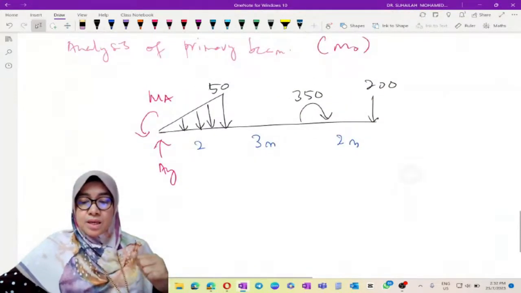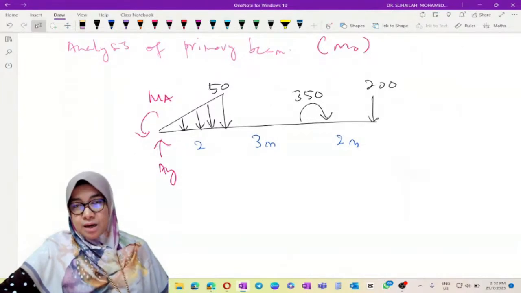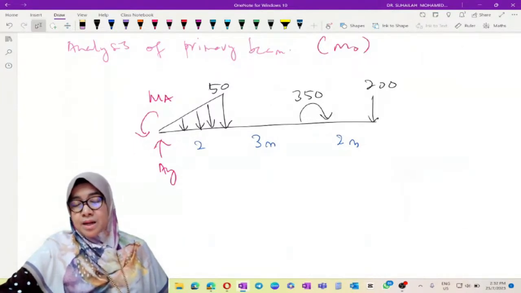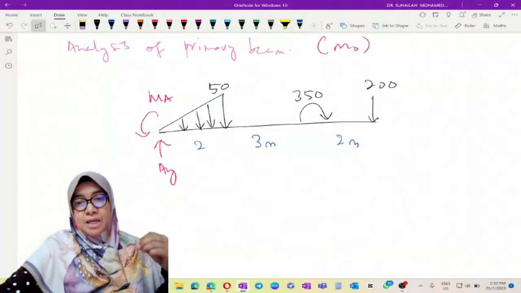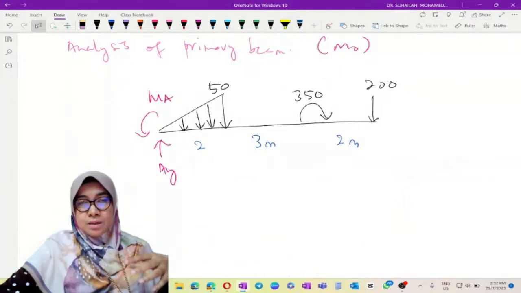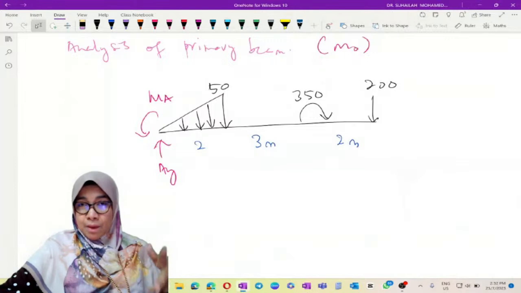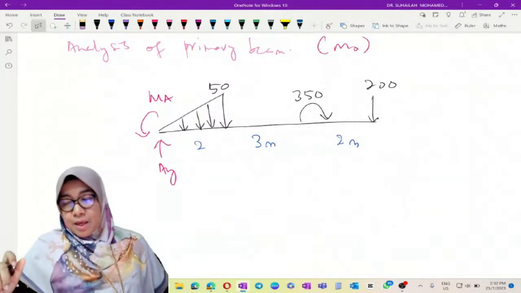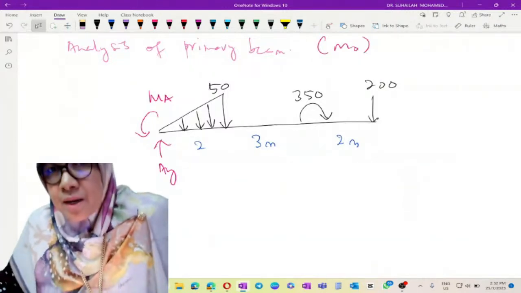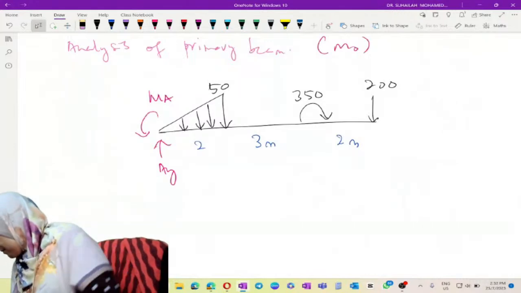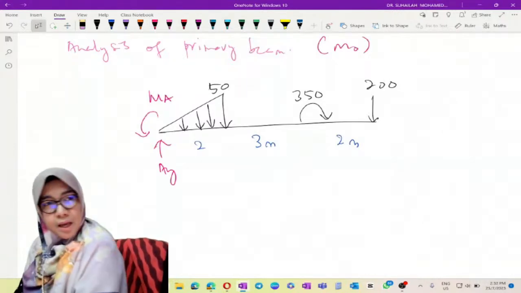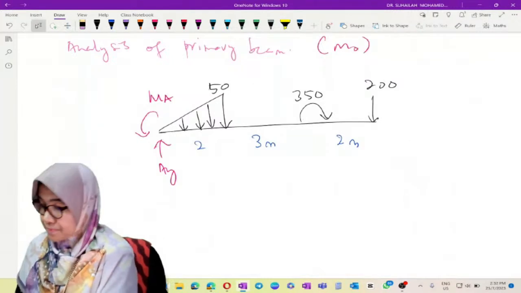We have to calculate the reaction at the support, because this is a cantilever beam. The reactions are AX, AY, and MA. Of course, AX is equal to 0. From this, we have to calculate AY and MA. Let's calculate the value for AY and the value for MA.